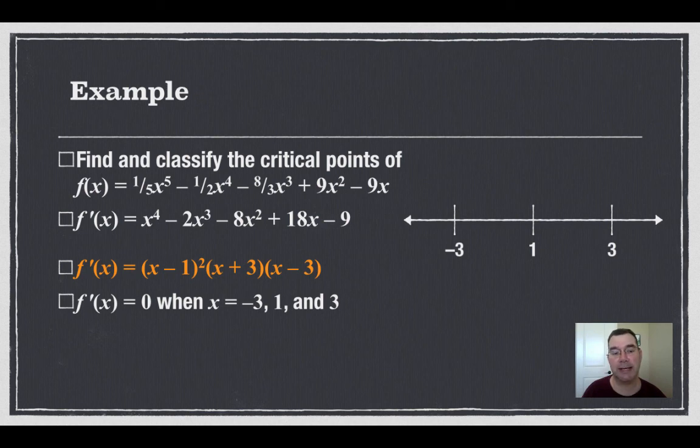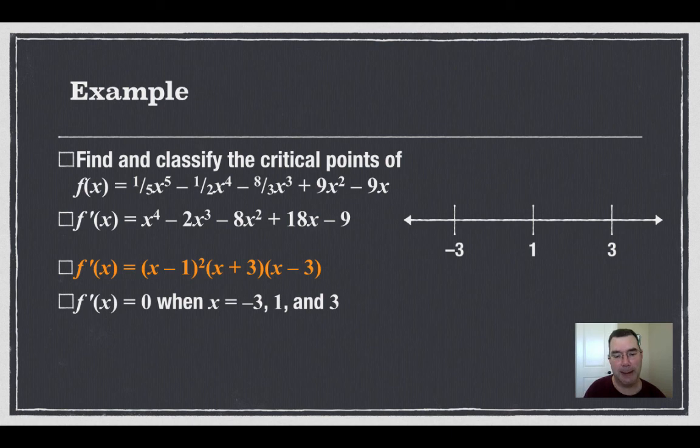Now here's what I'm going to do for the test values. I'm going to use the orange version of the derivative, and what that means is it's factored, so it's a lot easier for me to plug in numbers because I can figure out whether each factor is going to be positive or negative, and then I can figure out whether the entire thing is going to be positive or negative.